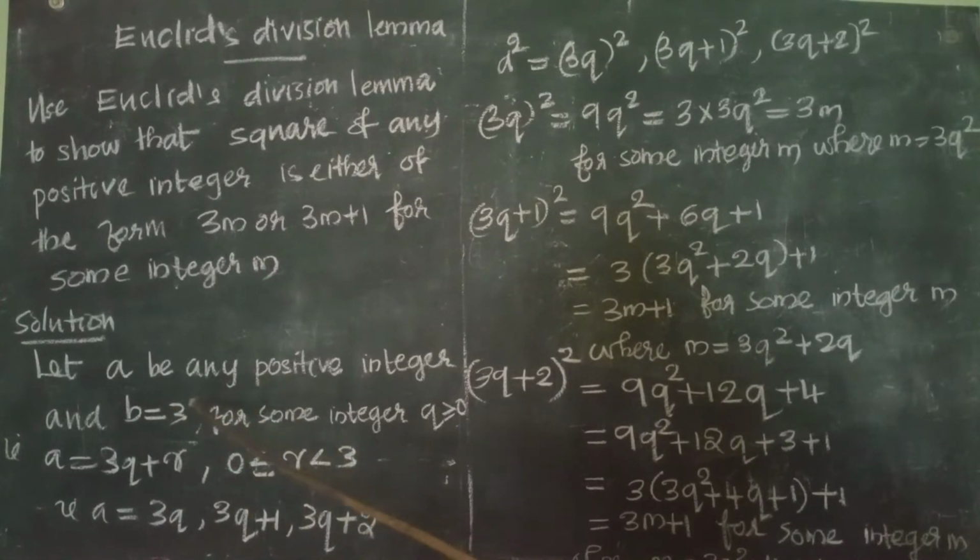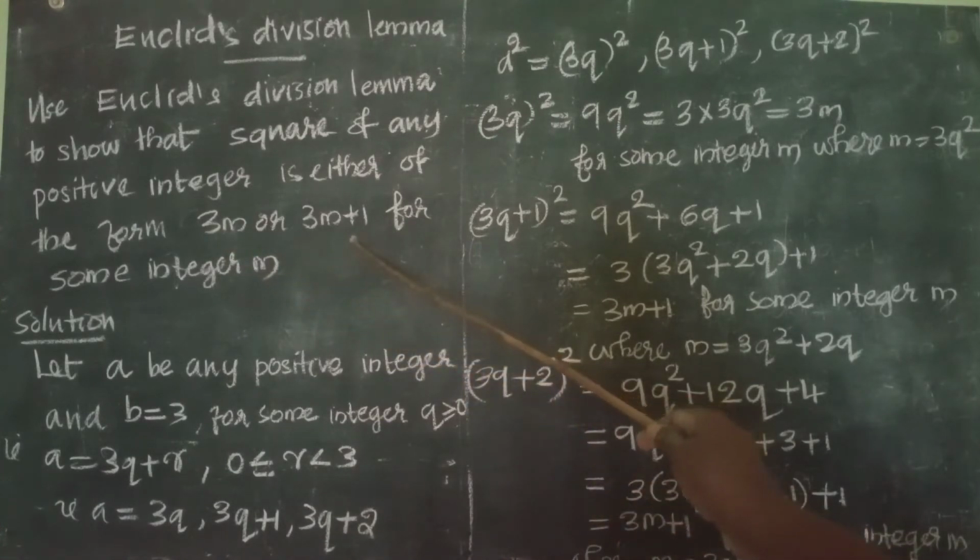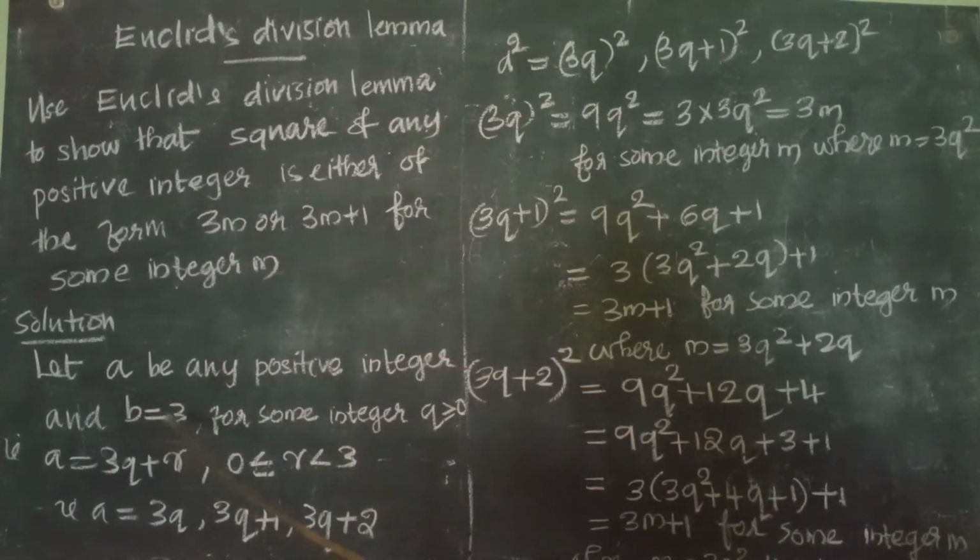A equal to any positive integer and b equal to 3. Here the form given is 3m or 3m plus 1. So we can select b equal to 3. So the possible values of r are 0, 1 and 2, because we selected b equal to 3. The value of r should be less than 3. So if we give r equal to 0, it will become 3q. If we give r equal to 1, it will become 3q plus 1. If we give r equal to 2, it will become 3q plus 2.